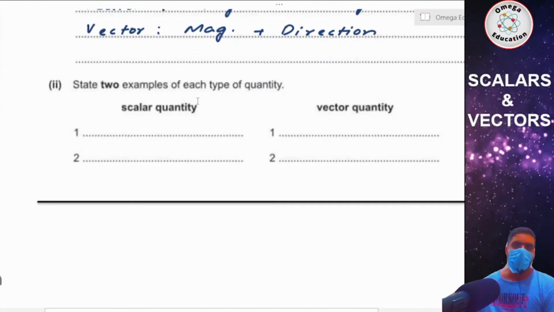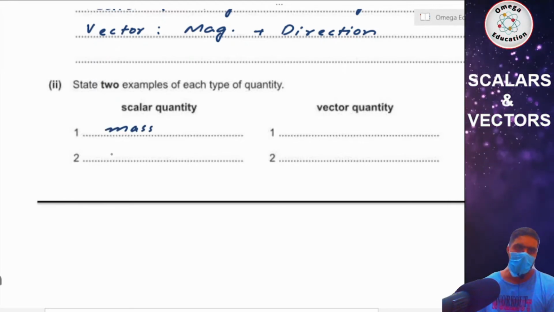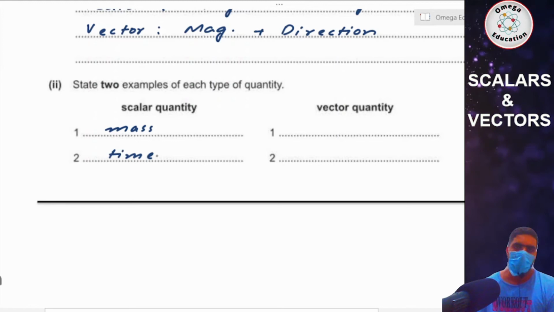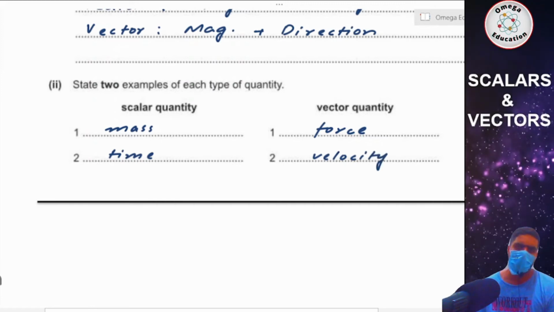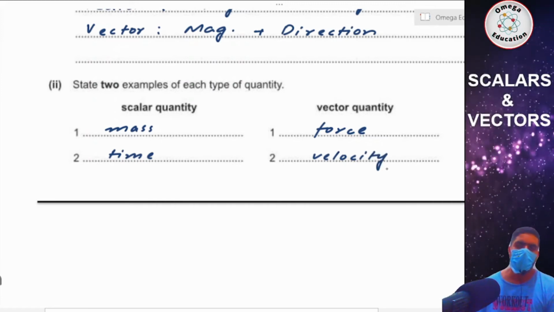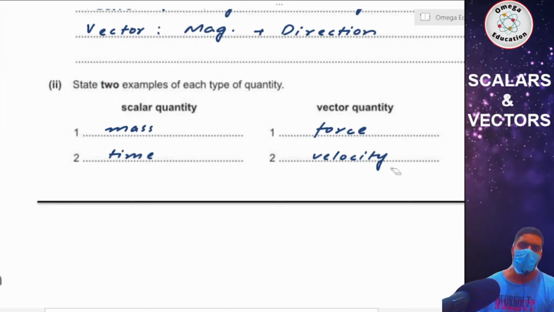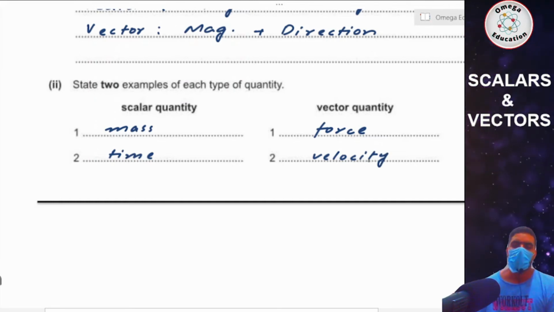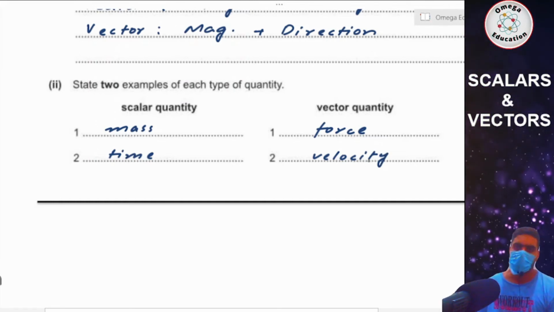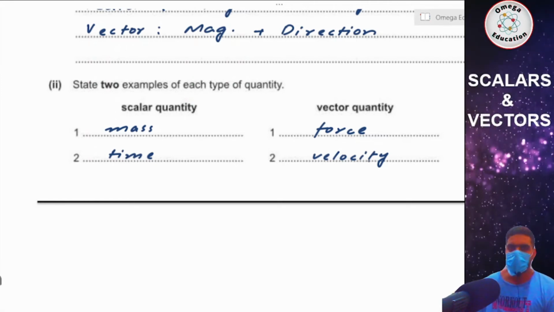State 2 examples of each type of quantity. So for scalar, we can write mass, time. For vector, we can write force, velocity. Velocity is something we study in detail in the next chapter, Motion, which previously we used to call kinematics, now we call it motion. So we study in that chapter what exactly velocity is. Right now you can think about velocity as a speed in a certain direction.